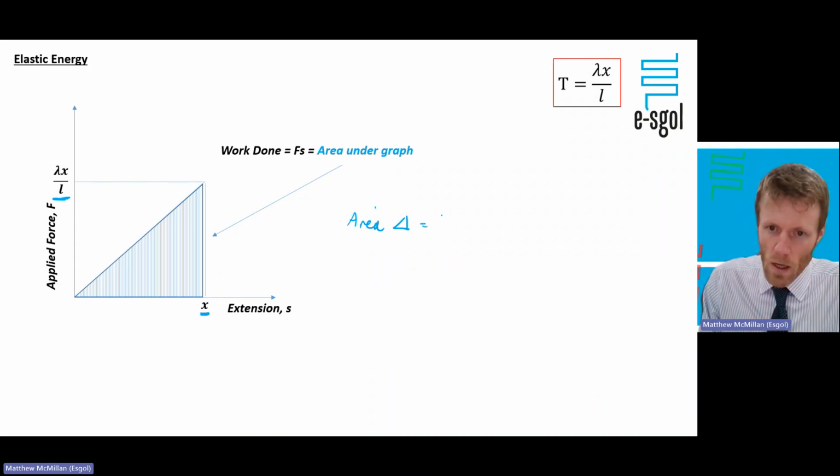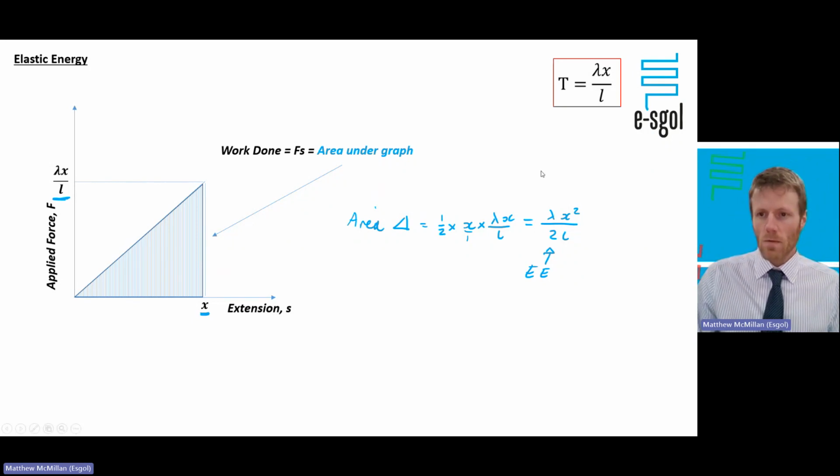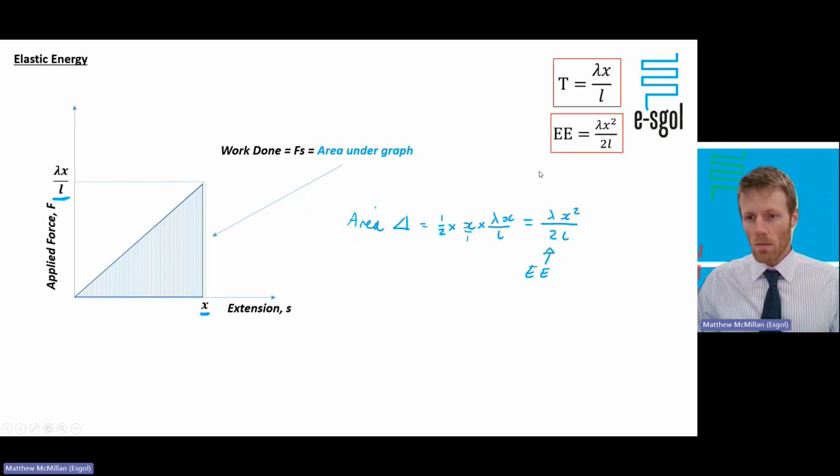So the area of the triangle is a half times the base, which is x, times the height, which is lambda x over L. And I'll just put a 1 under there to make it very obvious. So we're doing 1 times x times lambda times x, so that's lambda x squared. And on the bottom, 2 times 1 times L, so that's 2L. That is your formula for elastic energy. They do not give you that in the formula book. That's just a formula that you also need to learn. That's where it's coming from.